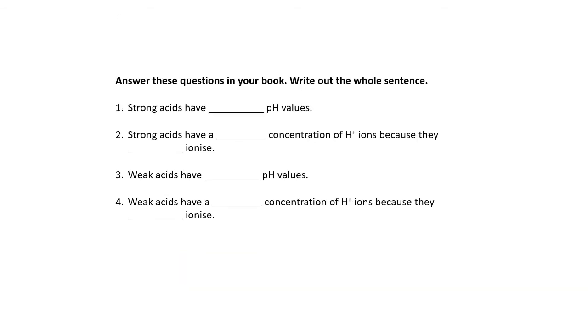Okay, could you just pause the video and fill in the gaps on these sentences, just to summarize what we've done. Okay, strong acids have a low pH. Strong acids have a high concentration of hydrogen ions because they fully, or you could have said completely, ionize. Weak acids have a higher pH. They have a low concentration of hydrogen ions because they partially ionize. So that, guys, is your definition of a strong and weak acid that you need to know.